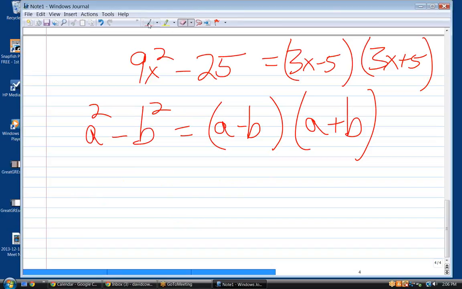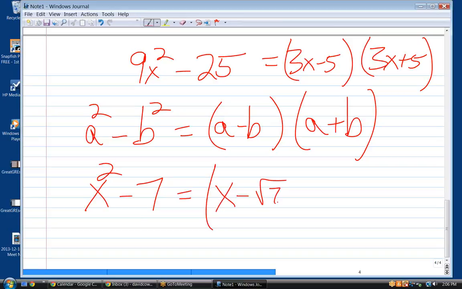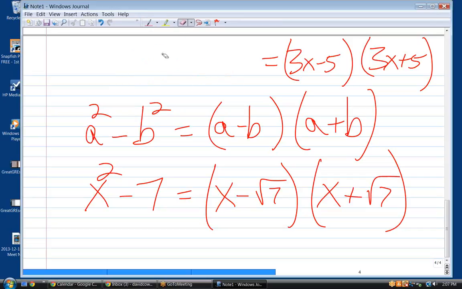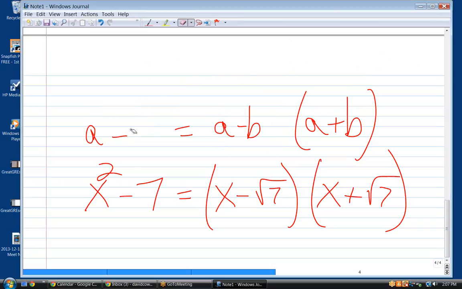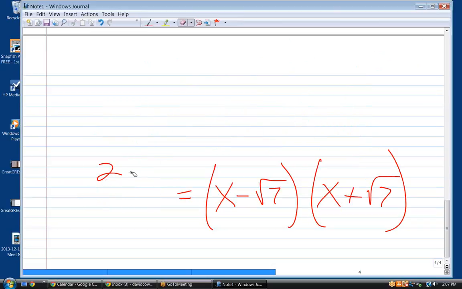Now, notice that it really doesn't have to be the difference of perfect squares. If I had x squared minus 7, that's going to factor into x minus square root of 7 times x plus square root of 7. So it works for others. It works for everything. It's really a misnomer calling it the difference of perfect squares. It makes it easier to understand when you're younger, but it's not as robust as it actually is. Okay, that makes sense.